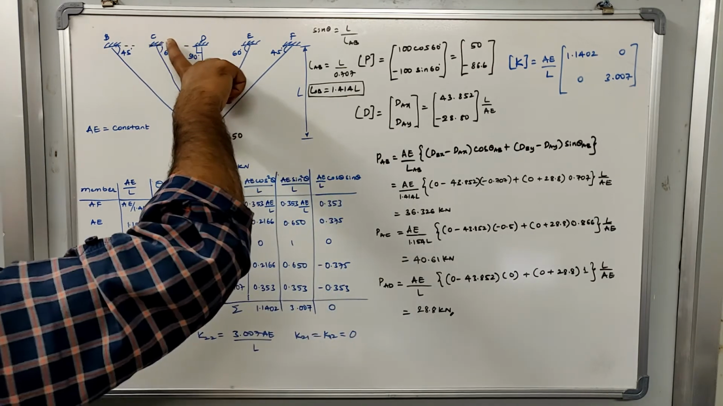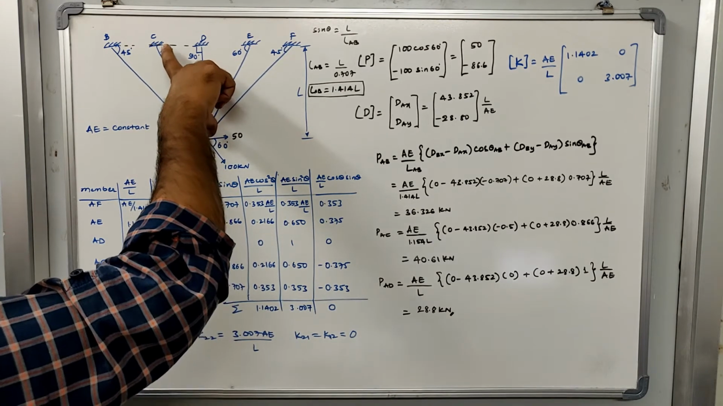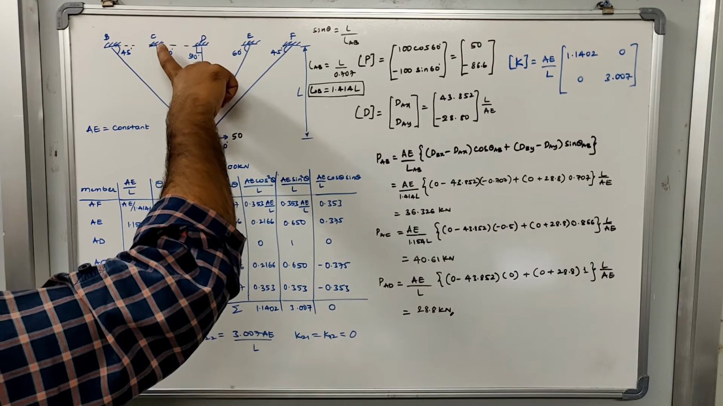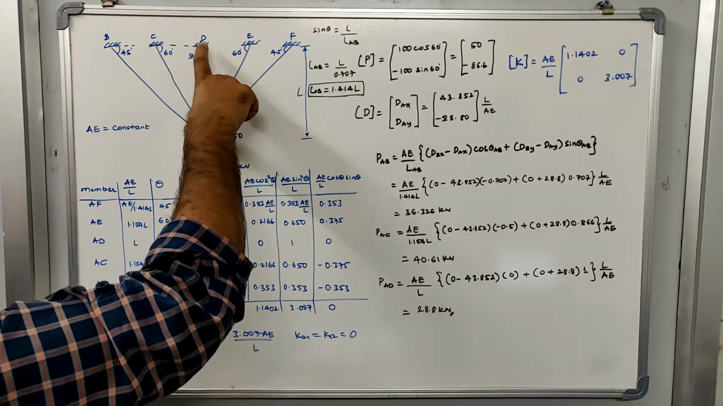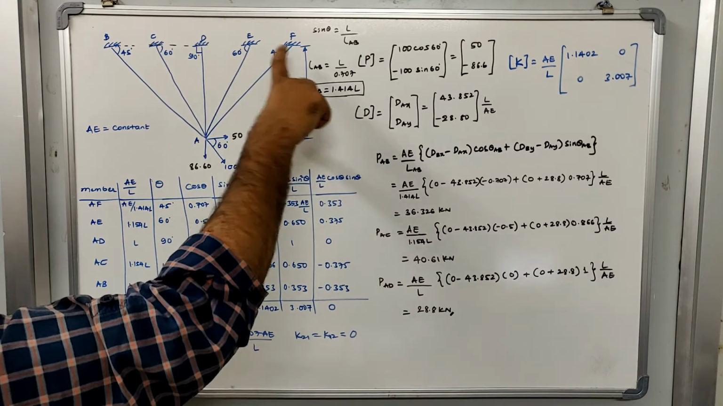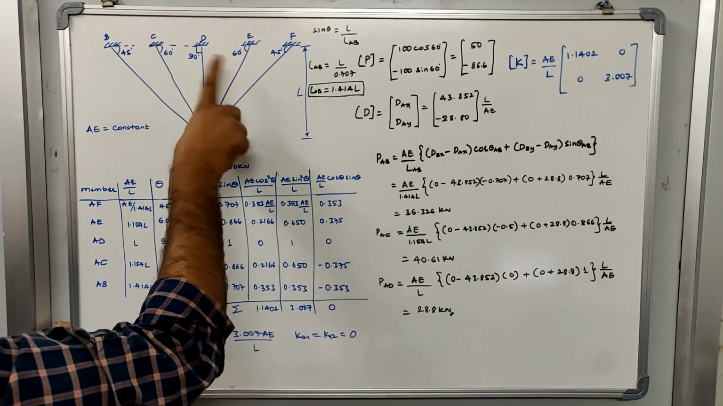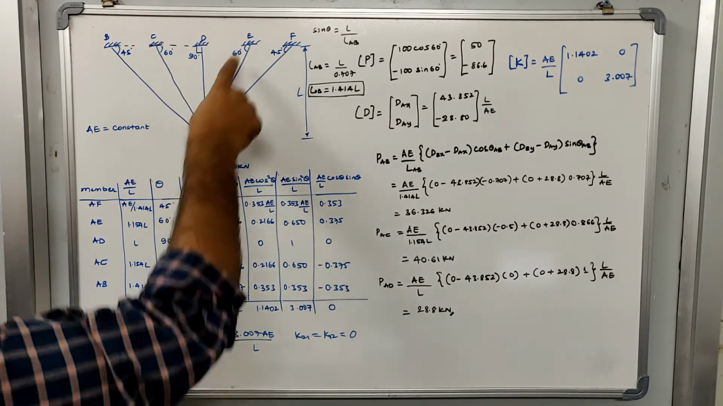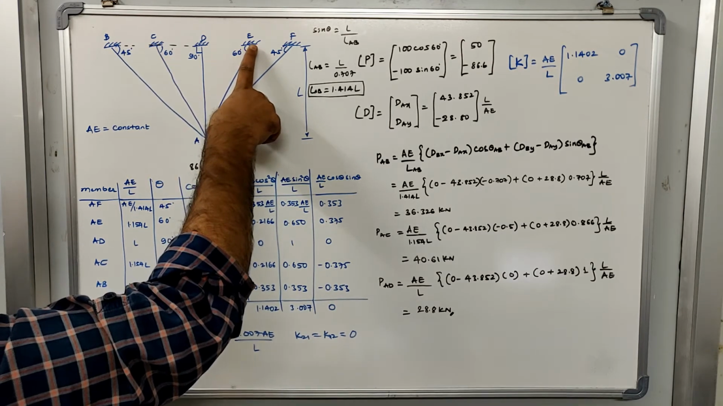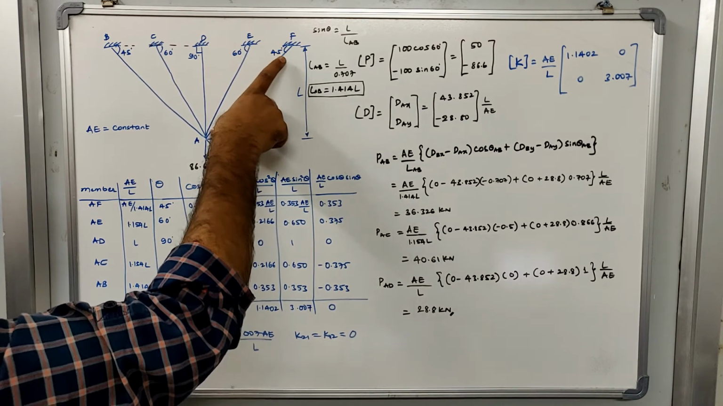Similarly, I can solve for AC, which is 1.154 times L. Here sine 60 degrees will be equal to L divided by LAC, so we can calculate LAC in terms of L. We already know the length of AD: the member AD is L itself. As these two members are symmetric, the angle over here is 60 degrees for AC, and similarly for AE it is also 60 degrees. So this length will also be 1.154 times L, and this will be 1.414 times L.